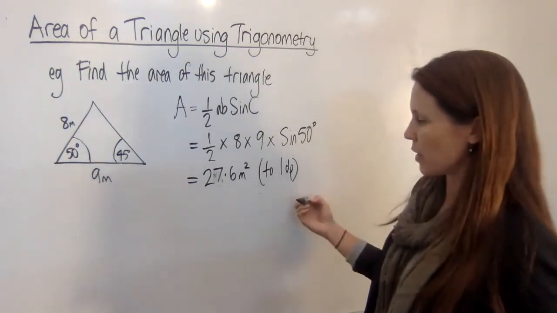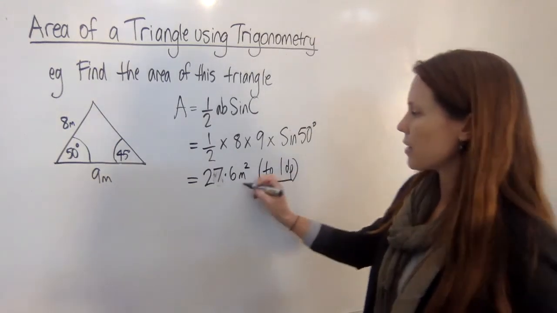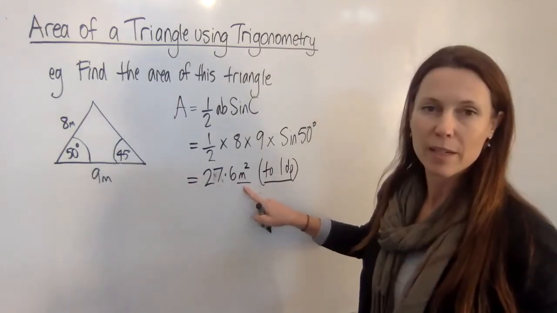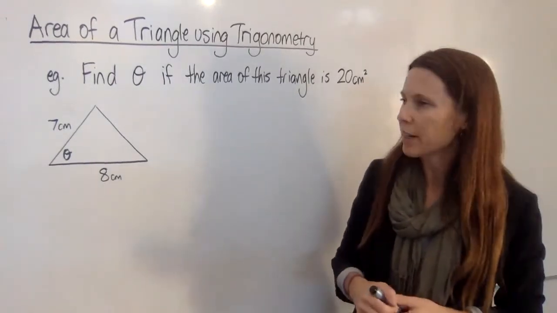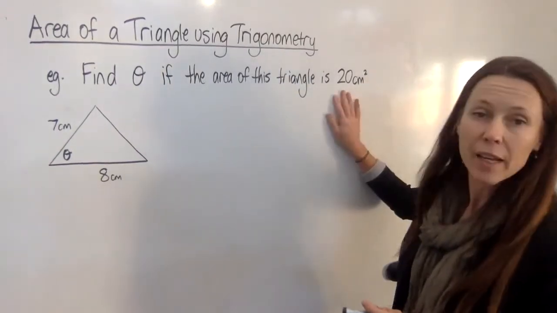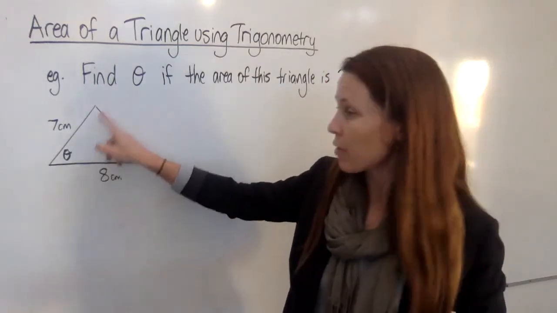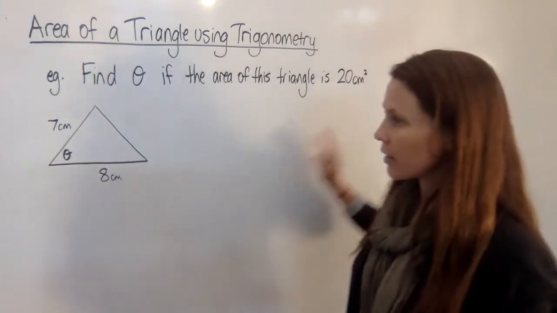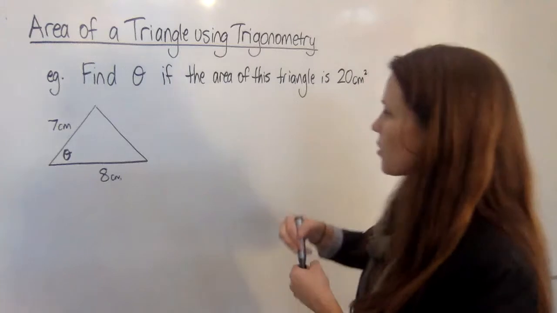Now, two important things here. I've rounded it off, so I need to say what level I've rounded it to, and I need to include units. And don't forget that if we're working in metres, we'll have square metres as our units here. You can use the same formula to find other things. For example, if you know the area and you know two of the sides, you can find the missing angle if it's the included angle between the two sides that you know. Also, if you know the area and you know the angle and one of the sides, you could find the other side.